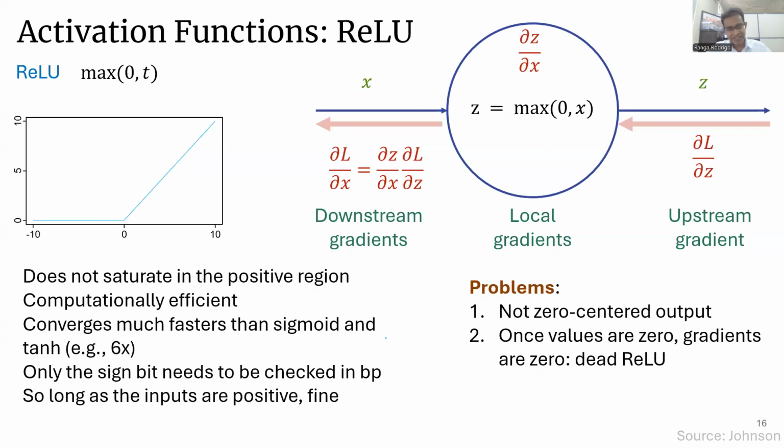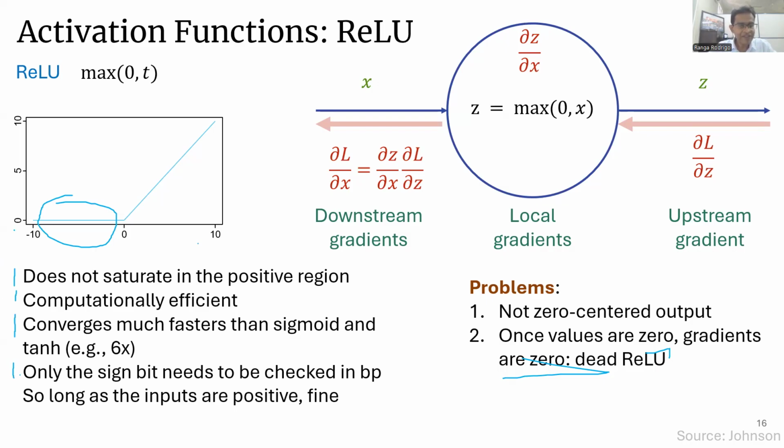And then the ReLU function is very nice. It is, of course, a non-zero-centered output. That's okay. Once values are 0, gradients are 0. That problem is there. We will see another diagram for this. It does not saturate in the positive region, it is computationally efficient, and it converges much faster than the sigmoid and hyperbolic tangent, 6 times faster. Only the sign bit is needed to backpropagate.